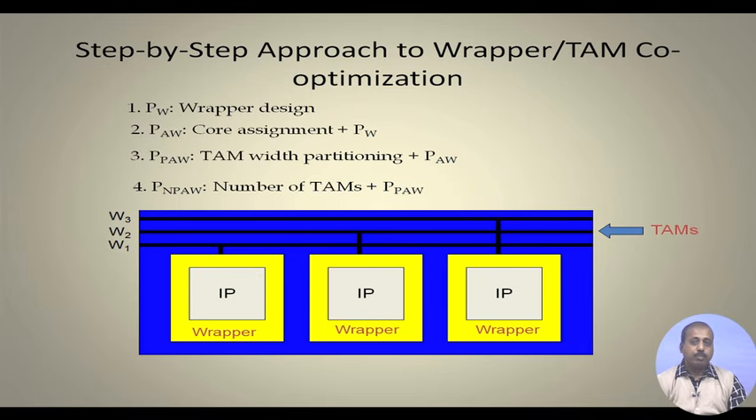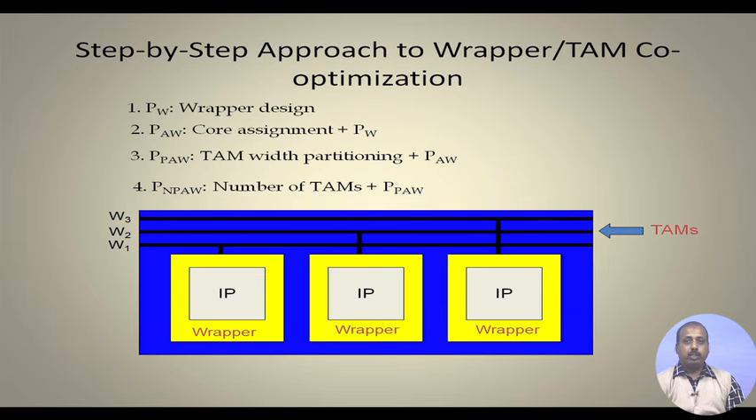Then there is another version of the problem which is known as PNPAW, where the number of TAMs is also not told. So, you come up with a proper number of TAMs, then do the partitioning, then do the core assignment and also the wrapper design. This PNPAW is the most generic version of the problem when we are talking about this partitioned TAM based approach, but naturally it is the most difficult problem to solve.